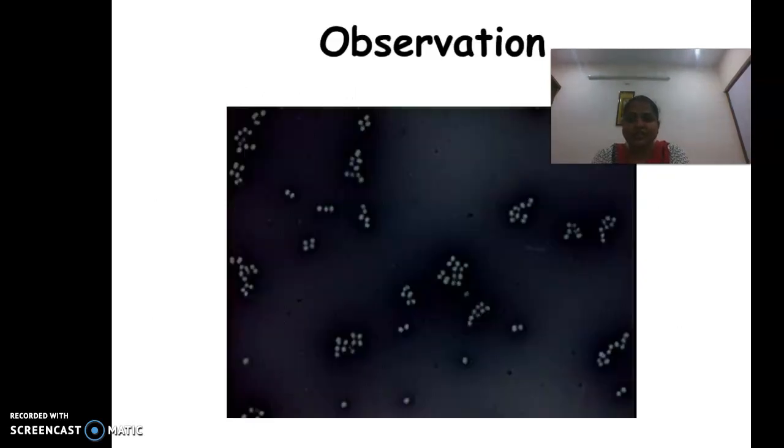Let me show you the observation of this. This is the observation of your negative staining procedure. In negative staining, the background takes up the color. The background here is taken up with the Indian ink, which gives a bluish black color, and what we observe is that the bacterial cells are colorless, and those colorless bacterial cells can be clearly observed. Their size, shape and arrangement can be observed. So these are the two important forms of simple staining, that is, positive staining and negative staining.